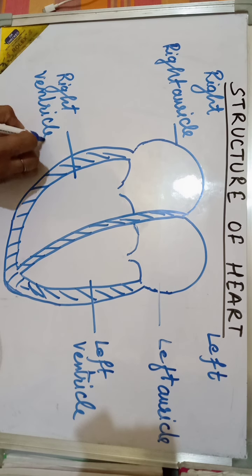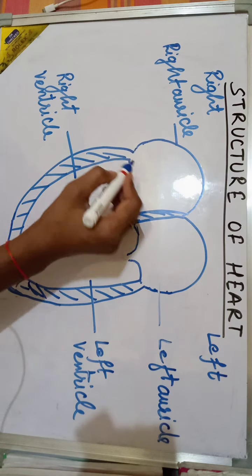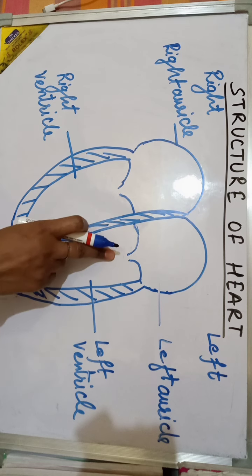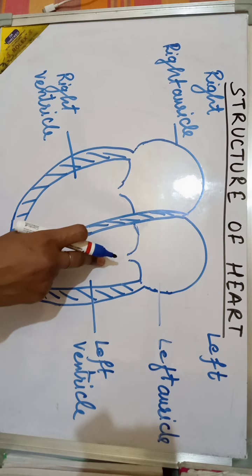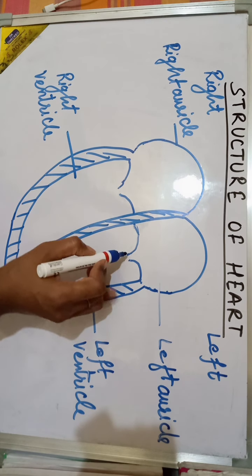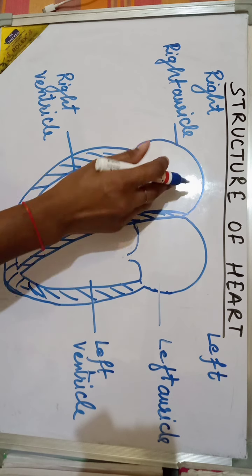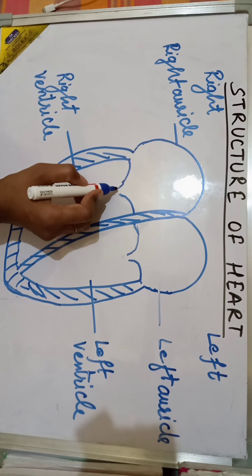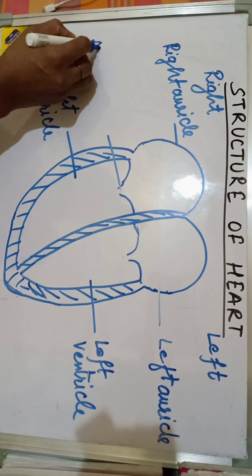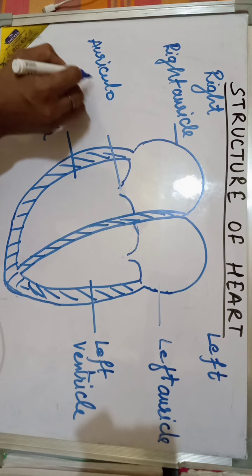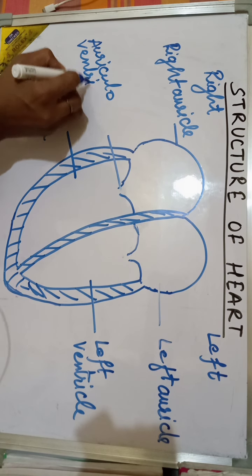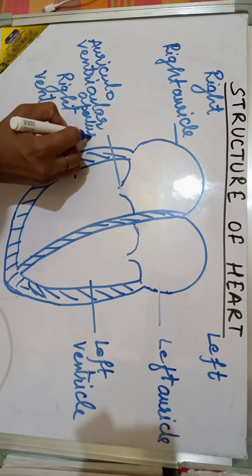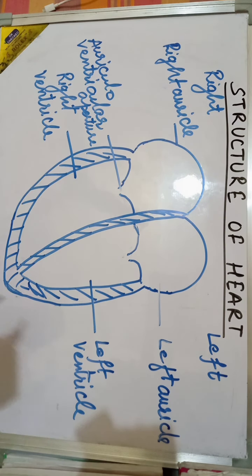The 2 chambers in the left side of the heart are separated by the aperture. And here also on the right side the 2 chambers are separated by the aperture, and both the apertures are known as auriculoventricular aperture. So this is auriculoventricular aperture. Here also it is auriculoventricular aperture.